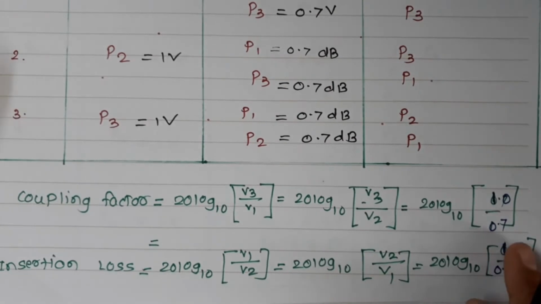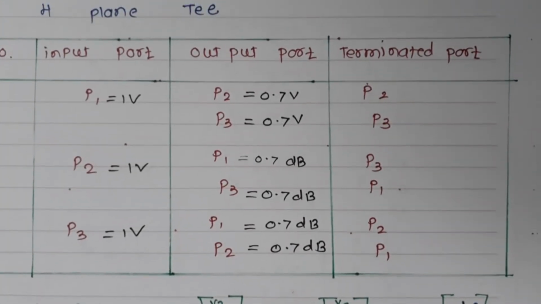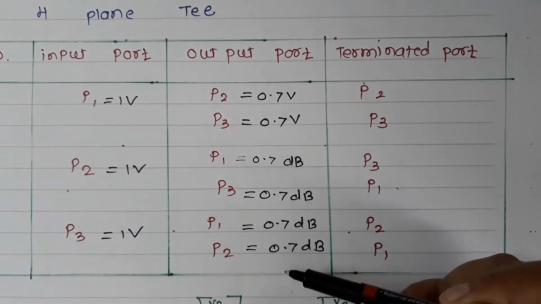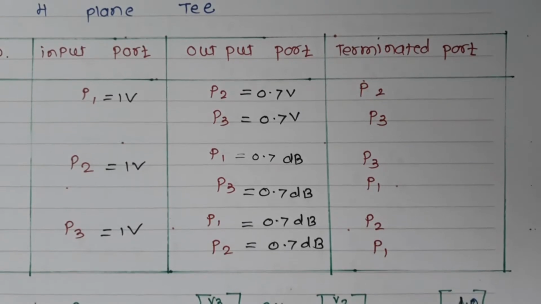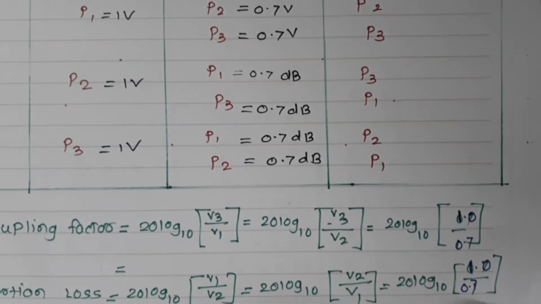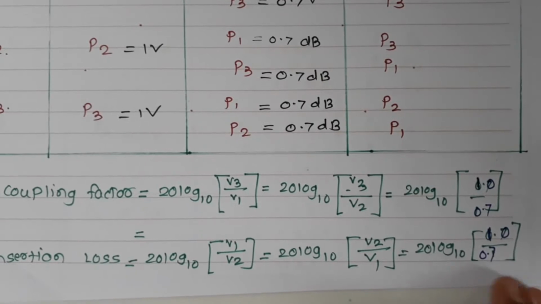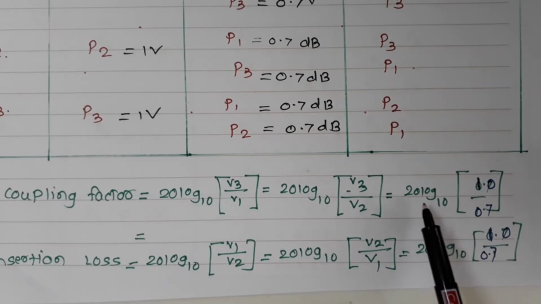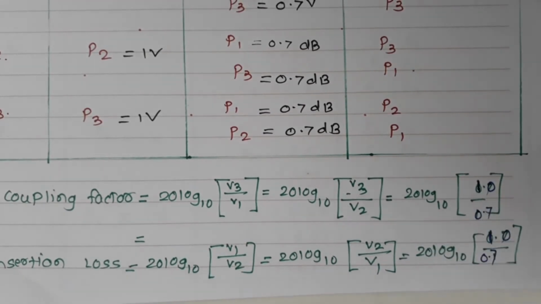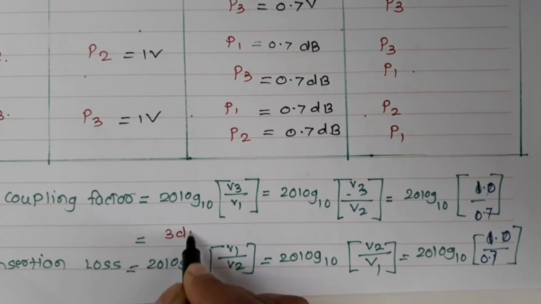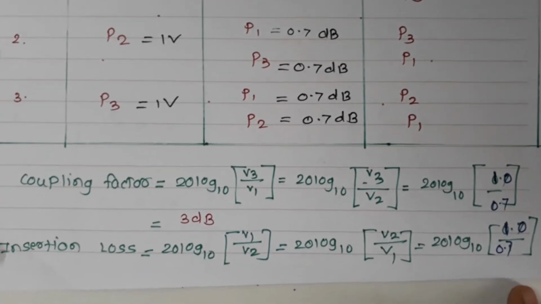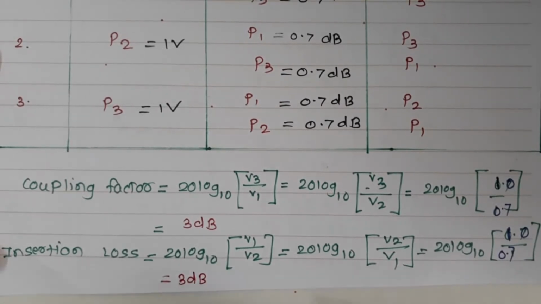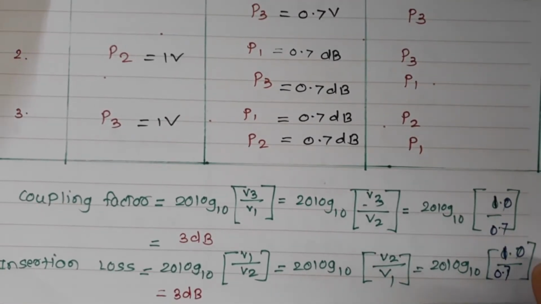Now let us talk about the H-plane T. I have taken all the readings for the H-plane T. With 1 volt, again you will find the same kind of outputs. For the coupling factor, I will take the ratio of V3 by V1, otherwise V3 by V2, which is 20 log to the base 10 1 by 0.7. Again this will be 3 dB. Similarly, the insertion loss in the collinear arms is 3 dB. So this is what we have got for the E-plane T and H-plane T.